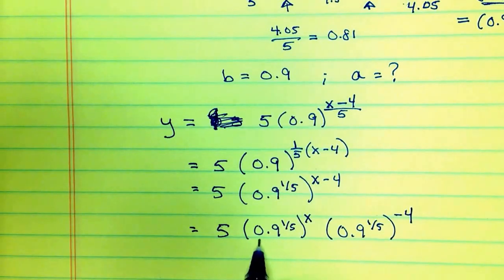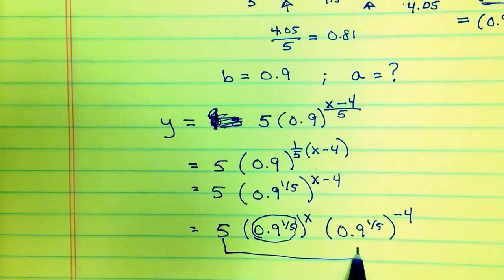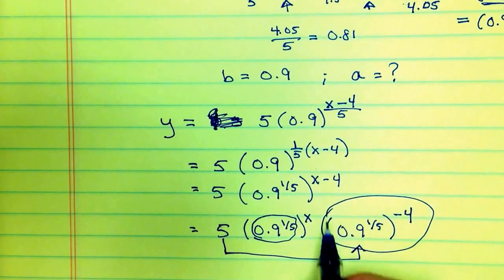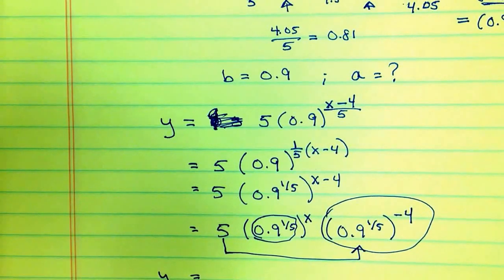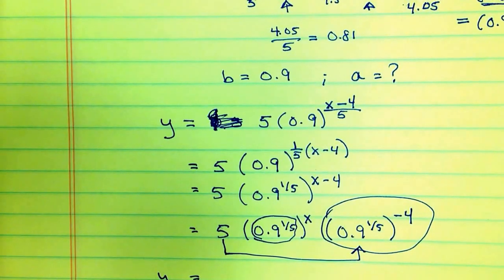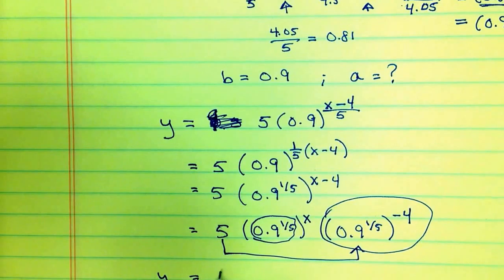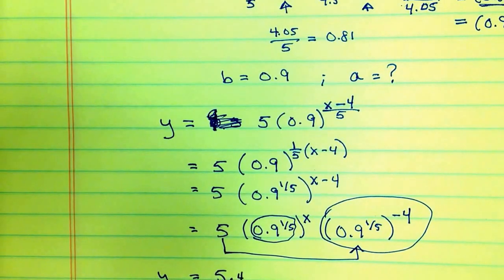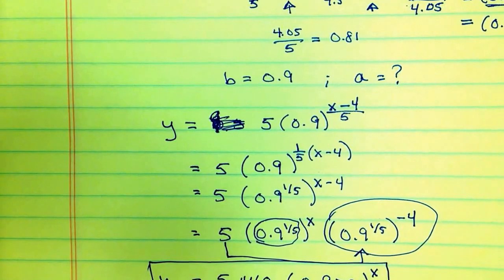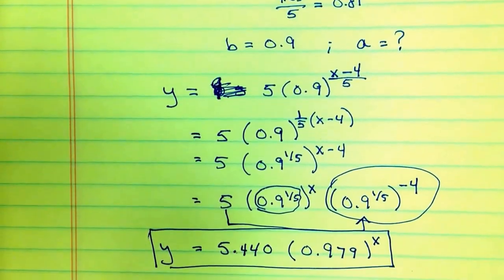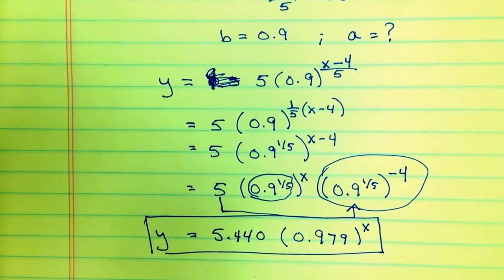Now we plug this value in the calculator, multiply the 5 times this whole thing right here, and this gives us y equals 5.440 times 0.979 raised to the x. And this is the answer right here. That's our equation.